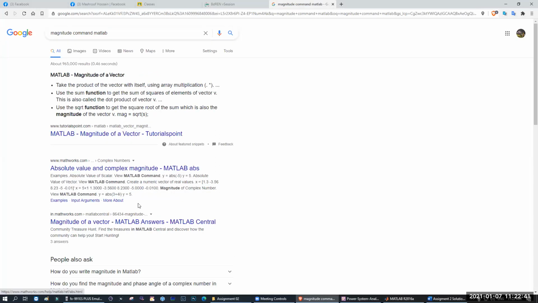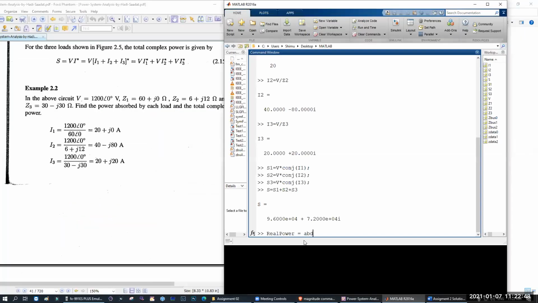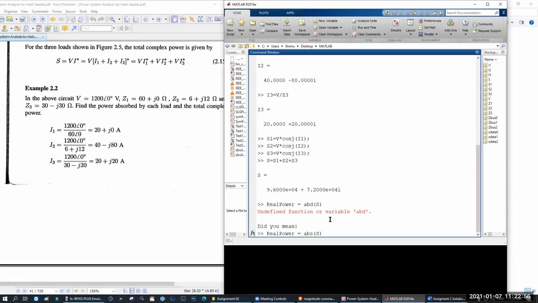Magnitude command. ABS, absolute, right? ABS, that is the absolute command, absolute of S. Not ABDS, it is ABS.